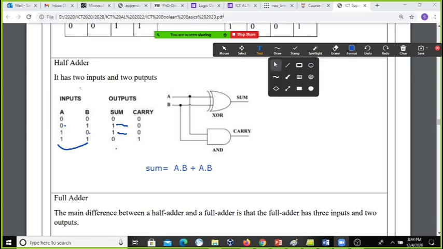Then you can see first one here A is 0. Therefore, you have to write A bar. Therefore, this should be A bar.